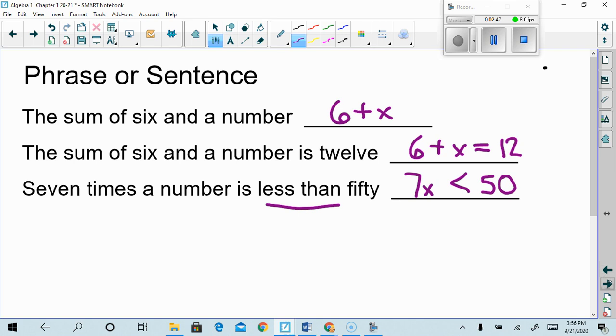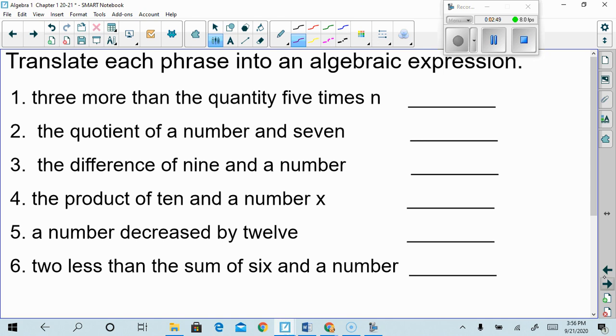Just a couple more for you to try before we move on to something new. Translate each phrase, and again I'm looking at phrases, into algebraic expressions. I'll get some volunteers, and we'll do this during our Zoom lesson. So if you can, if you watched this before, please copy and have your answers ready.